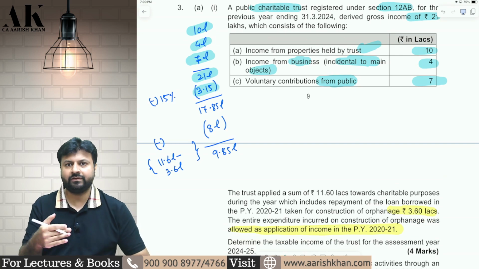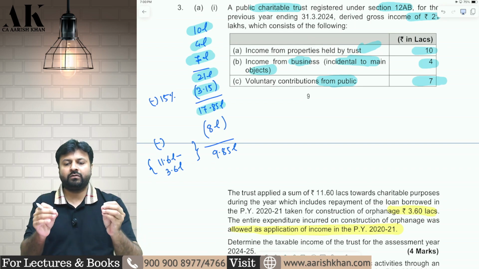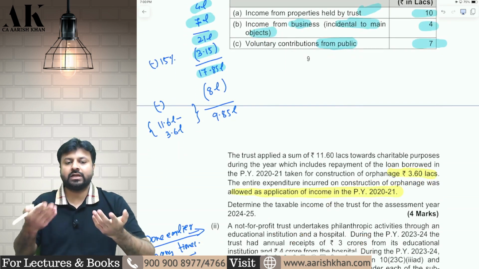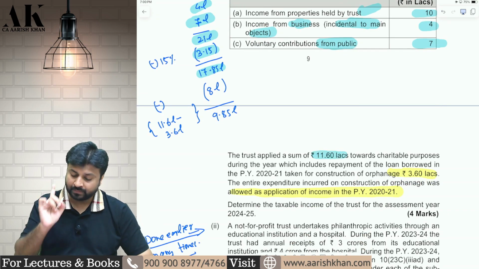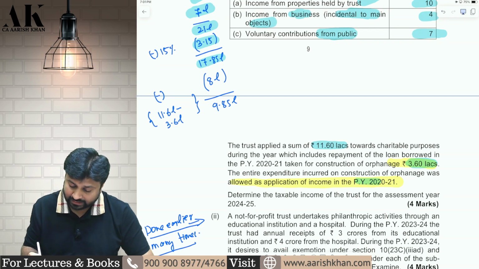From that, we all know that 15% flat exemption is available to the trust. Now 17.85 lakhs will be your net income. From that I will reduce whatever application I have done. What application I have done? I have done an application of 11.6 lakh rupees. But out of that, what has happened? I have made a repayment of loan of 3.6 lakh rupees, for which I have already claimed deduction earlier.